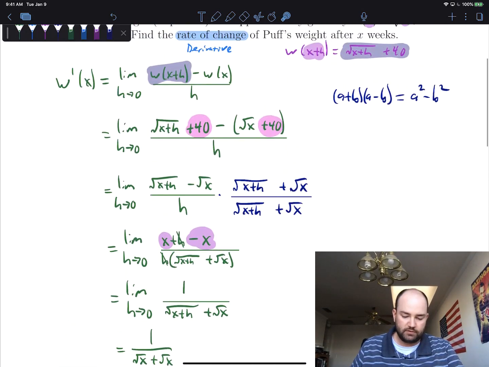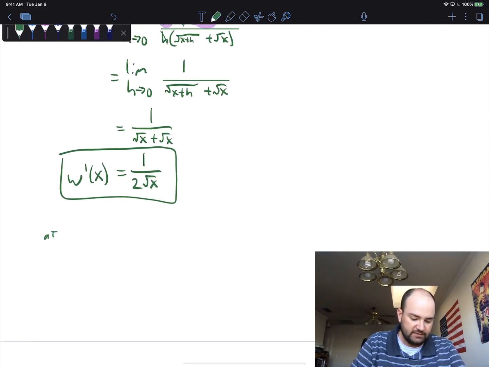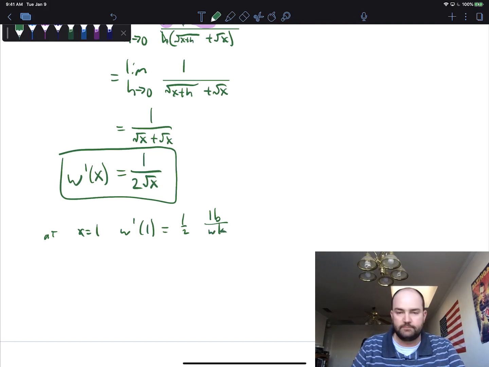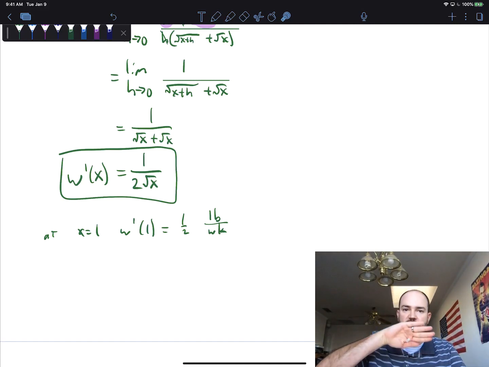Now, what that means is that it's 1/2 pound per week, because if we look up here, W is in pounds and H is in weeks. So it's pounds per week. At x equaling 1, W prime of 1 equals 1/2 pound per week. The second week is 1 over the square root of 2 times 2. But at the 4-week mark, the square root of 4 is 2, so it'd be 1/4 pound per week. So the rate of change starts out large, and then it gets smaller and smaller over time.